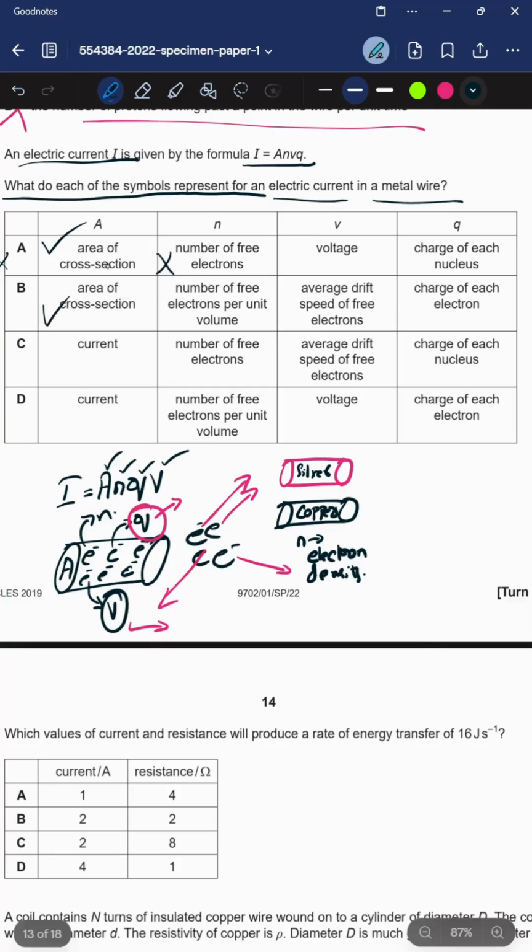So option B is area of cross section, N is number of free electrons per unit volume, V is average drift speed of free electrons. This is right because it's the average drift speed. And the charge of each electron, Q. Yeah, that is right. So there is no need to analyze other options. We're good to go with option B. Why? Because they all satisfy our definitions for these four variables.